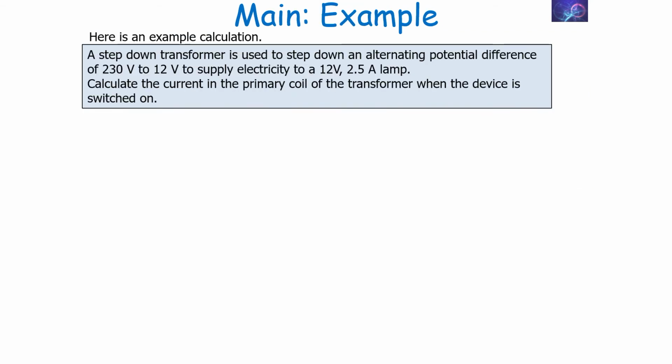So let's look at an example calculation. A step-down transformer is used to step down an alternating potential difference of 230 volts to 12 volts to supply electricity to a 12 volt 2.5 amp lamp. Calculate the current in the primary coil of the transformer when the device is switched on.